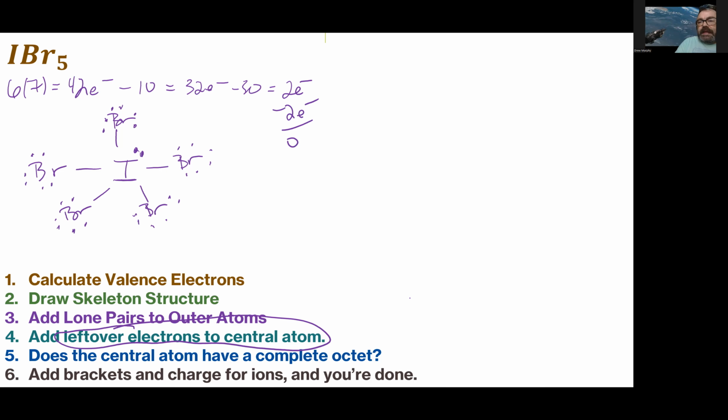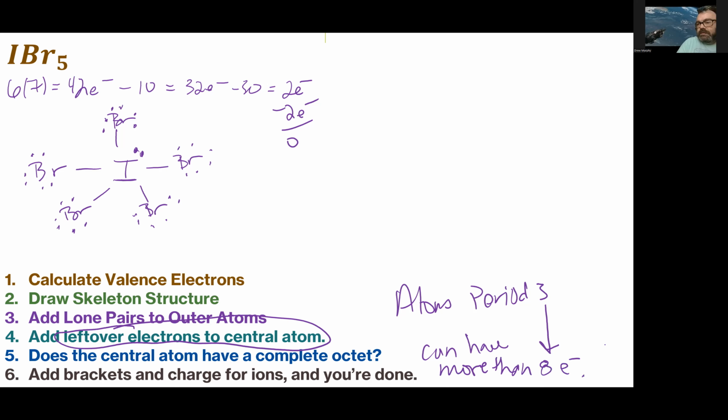Our idea here is atoms that are period 3 and bigger can have more than 8 electrons. Okay, because at this point, and we're going to get into this a little bit more too, the atoms are large enough to accommodate the extra electrons. Iodine's a pretty large atom as atoms go, and so it has no problem accommodating 12 valence electrons.